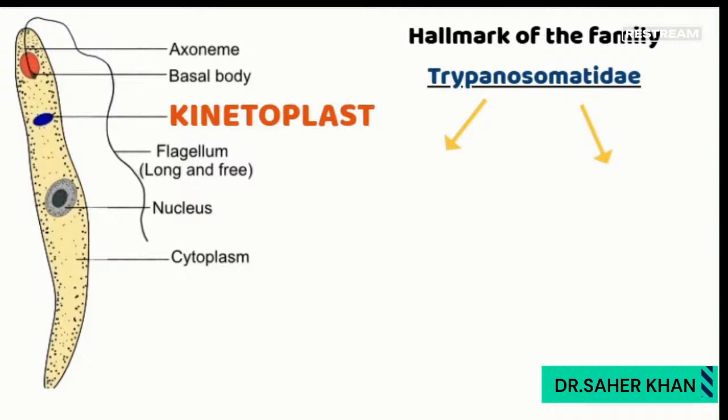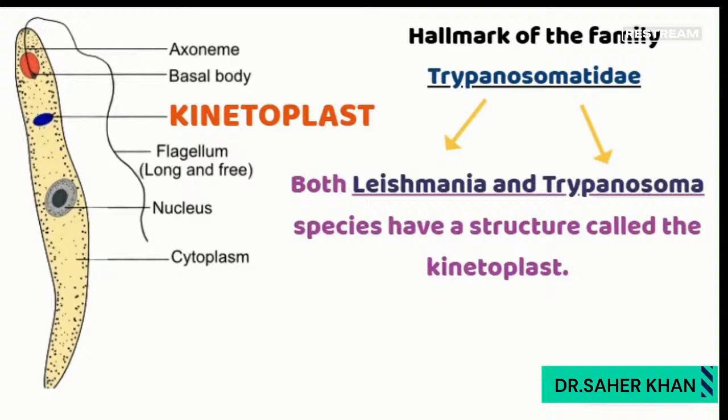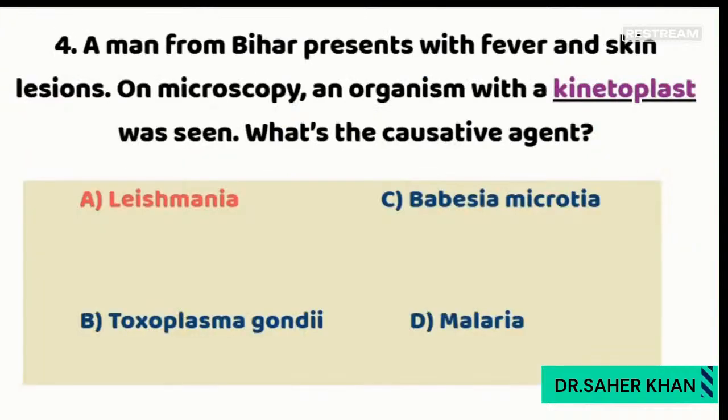But the important thing is this kinetoplast is the hallmark of the family Trypanosomatidae. So to answer this question, you should know which parasites belong to this family. So just remember two important parasites, Leishmania and Trypanosoma species. Both have the kinetoplast structure. So if we look at the options, Leishmania is listed. So here in this case, the correct answer is Leishmania.